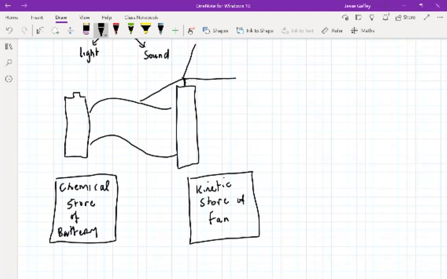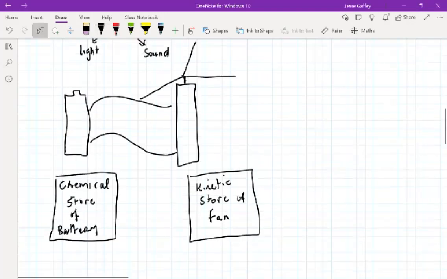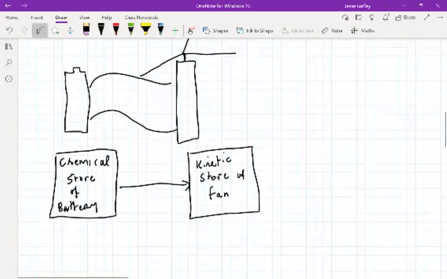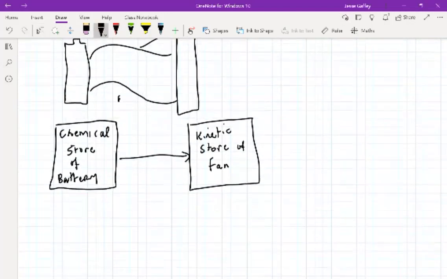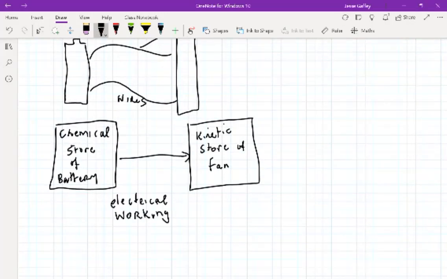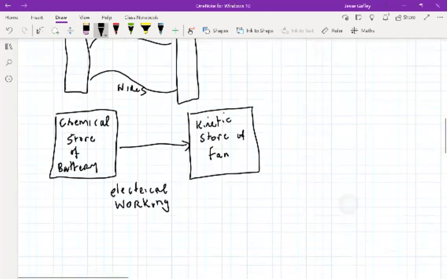Energy has moved from the chemical store to the kinetic store of the fan, and it's moved along these wires. So these here are wires. When this happens, we call this electrical working. Electrical working is the fourth type of transfer. So we talk about 4 transfers.